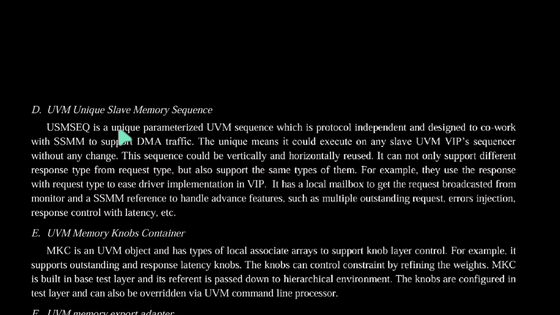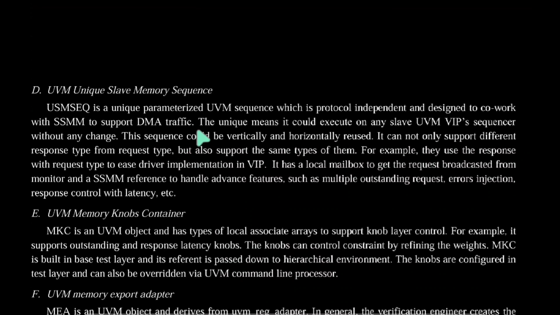D. UVM unique slave memory sequence. USMSEQ is a unique parameterized UVM sequence which is protocol independent and designed to co-work with SSMM to support DMA traffic. Unique means it could execute on any slave UVM VIP's sequencer without any change. This sequence could be vertically and horizontally reused.